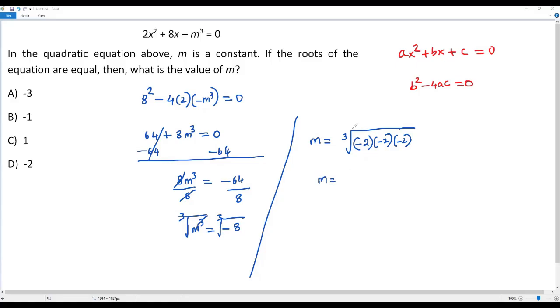And whenever we have a cube root, for every 3 same numbers multiplied inside the cube root, one number can be taken out. Here we have 3 same numbers multiplied inside the cube root, that is −2 times −2 times −2. And one −2 can be taken out of the cube root. Okay, here I got the value of m, that is −2. We find this −2 in answer choice D. The correct answer choice for this question is D.